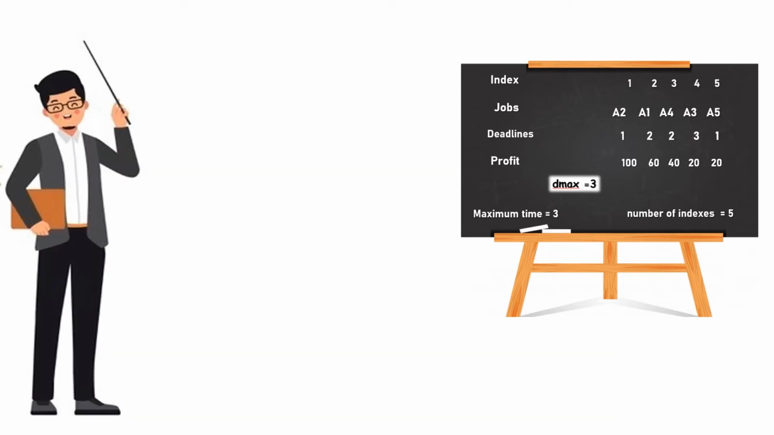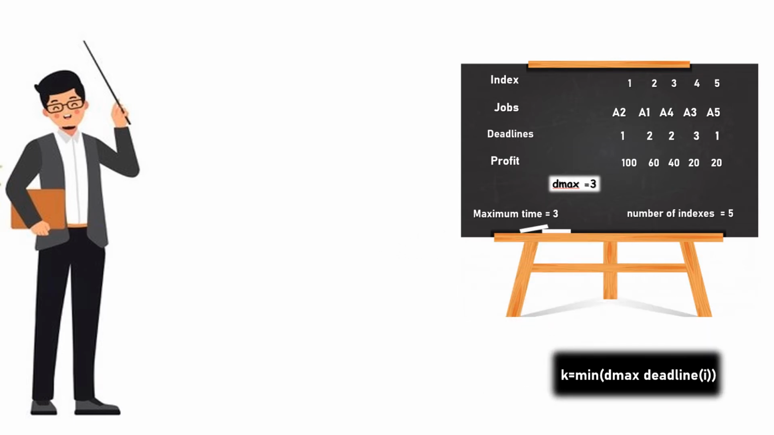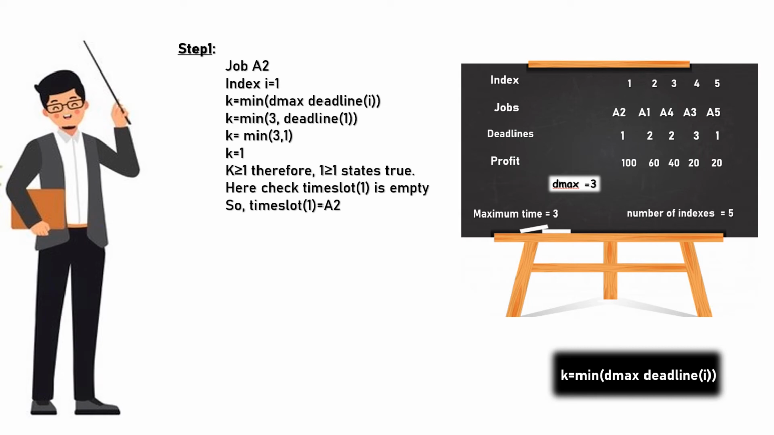As the status is empty for every time slot, let's consider index 1 again, having job A2. To solve problems, we have a specific formula: K equals minimum of Dmax and deadline I. Let's check with job A2, which has index 1. Step 1, job A2. Index I equals 1, K equals minimum of Dmax, deadline I, K equals minimum of 3 and 1, K equals 1. K greater than or equal to 1, therefore 1 greater than or equal to 1 states true. Here check whether time slot 1 is empty. So, time slot 1 equals A2.